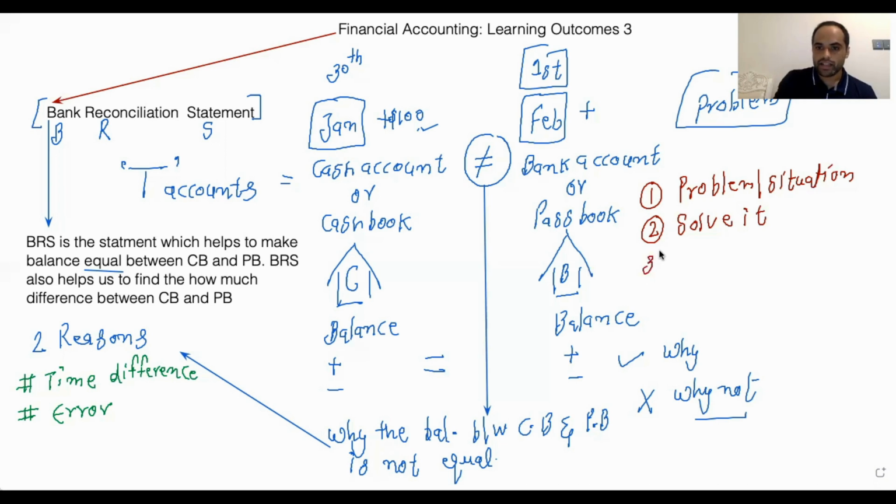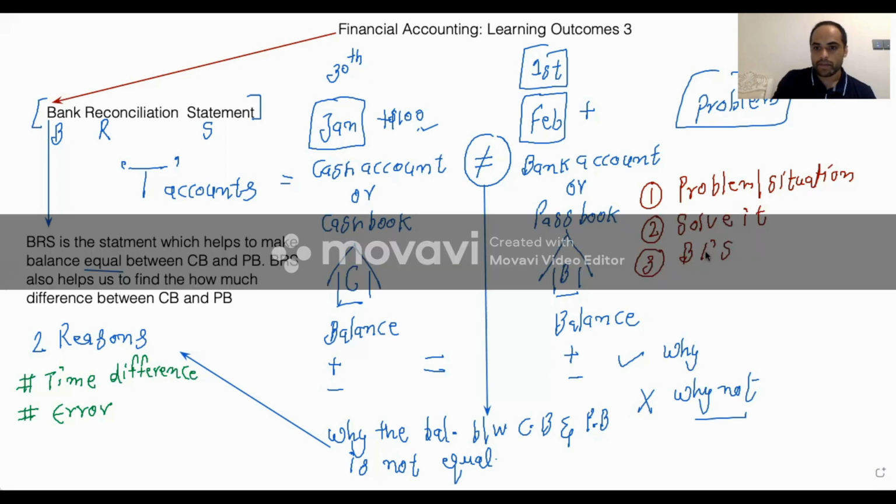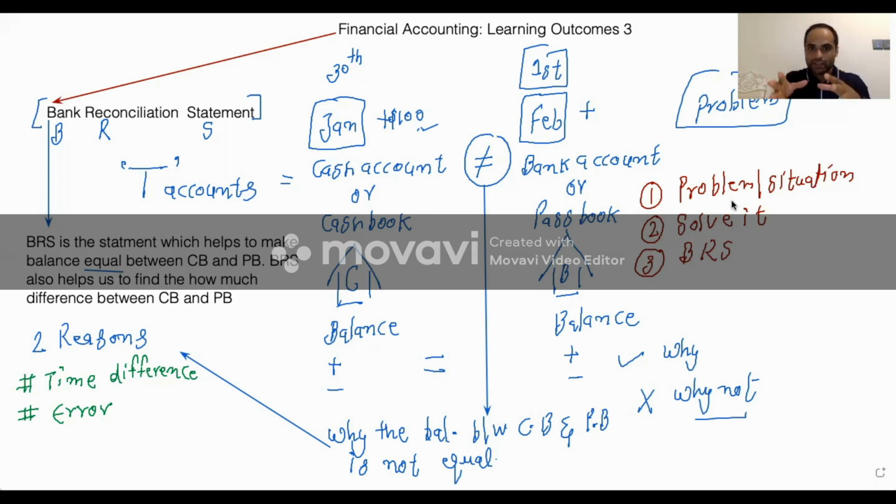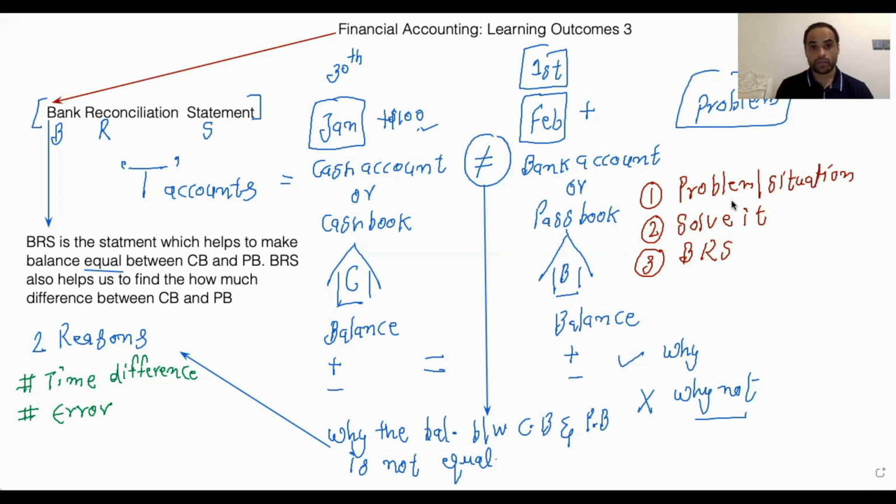And the third thing is we prepare bank reconciliation statement by solving these problems. All right, finally, we will prepare bank reconciliation statement. With the help of bank reconciliation statement, we can actually find out how much is the actual balance either in your bank account or in your cash account. All right, not the balance you think you have. So with the help of bank reconciliation statement, you can really understand how much money is in your bank account, not you simply looking at the cash account.